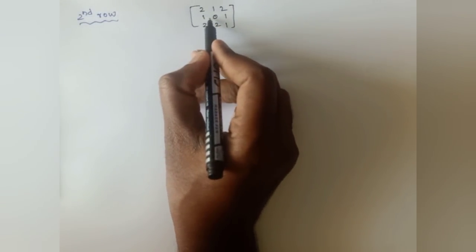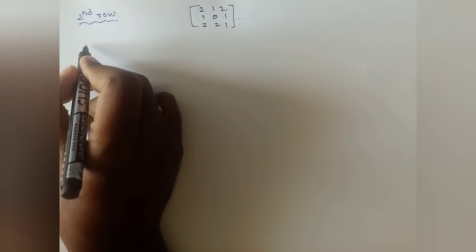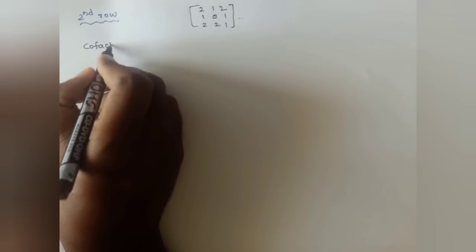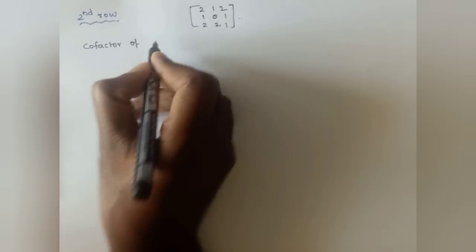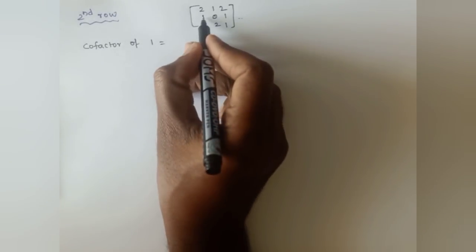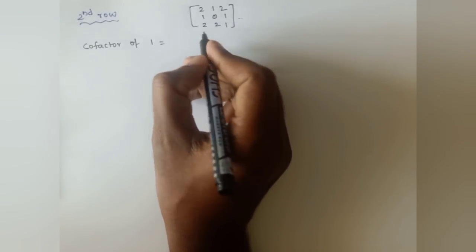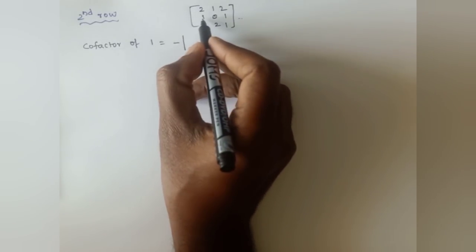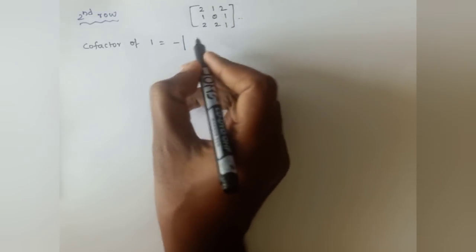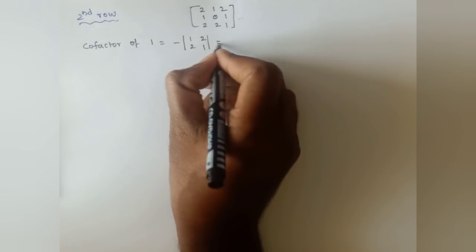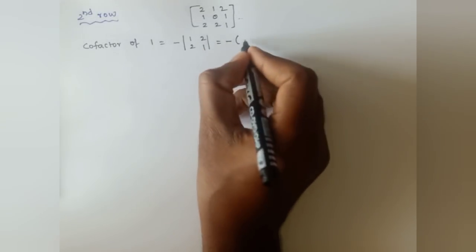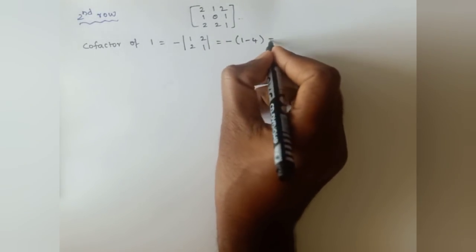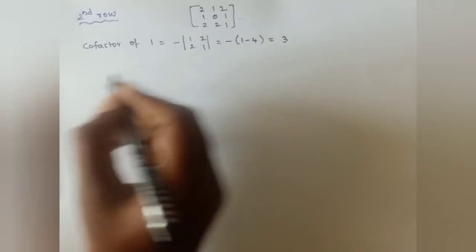Now try to find the cofactors of the second row elements. Here the cofactor of 1. The 1 lies in the second row and first column, so the sign is negative, into the 2 by 2 determinant obtained by deleting this row and column, which is 1, 2, 2, 1. This is minus of 1 into 1, 1 minus 4, which is 3.